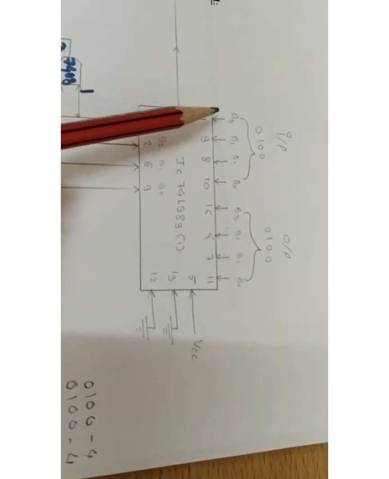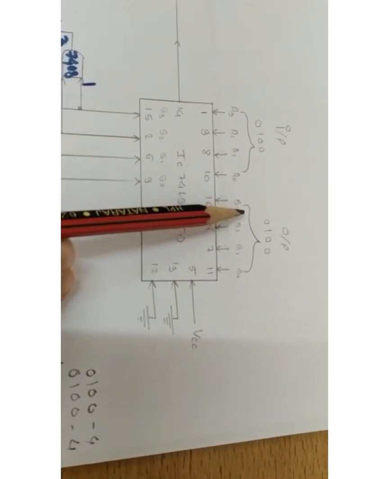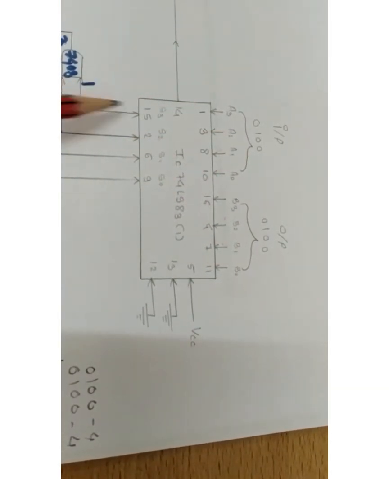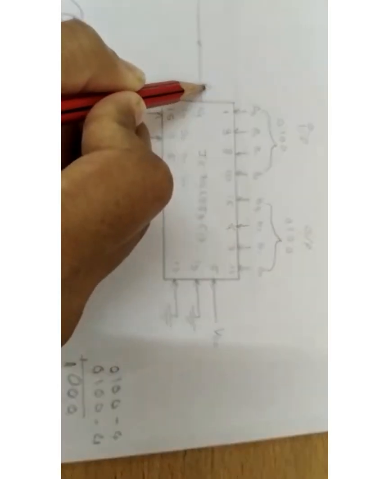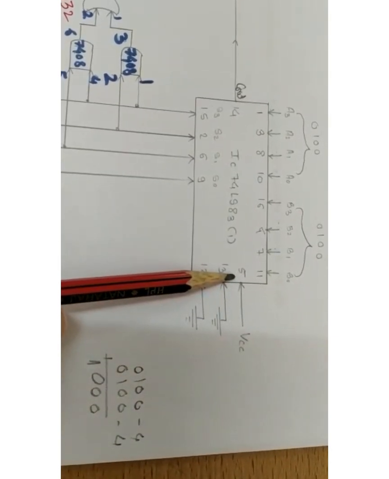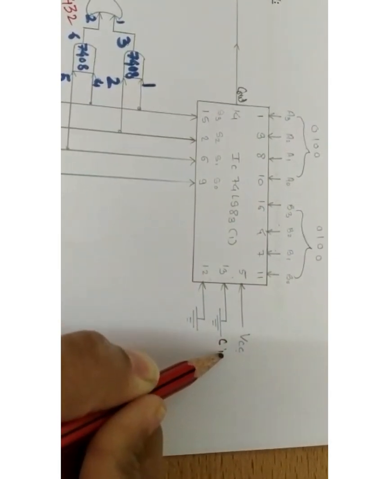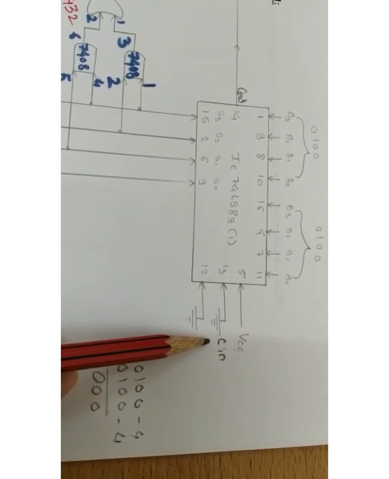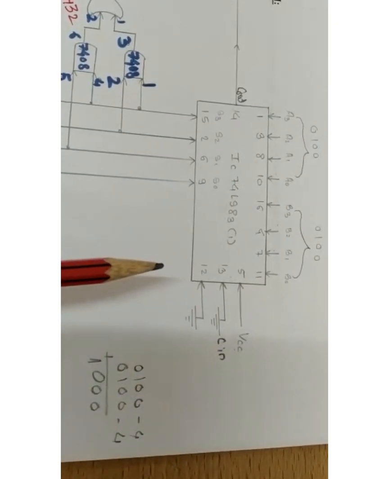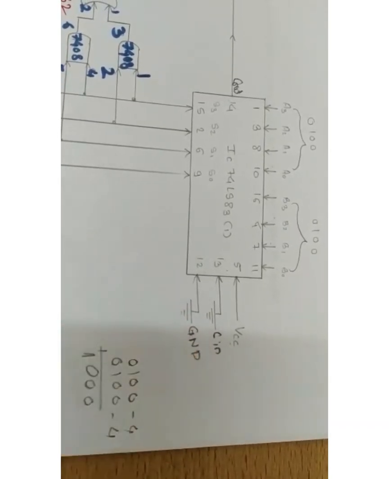So see here, B0, B1, B2, B3, A0, A1, A2, A3 are the 8 inputs: 4 B inputs and 4 A inputs. This is the C out pin, pin 14. Pin number 5 is the VCC. Pin number 13 is the C in pin, which we are making grounded, and pin number 12 is the actual ground pin for your IC.